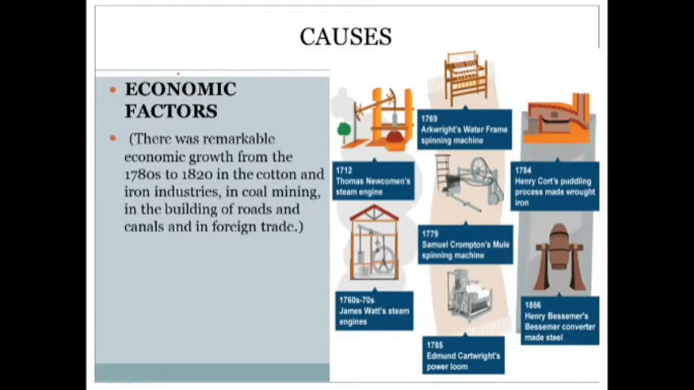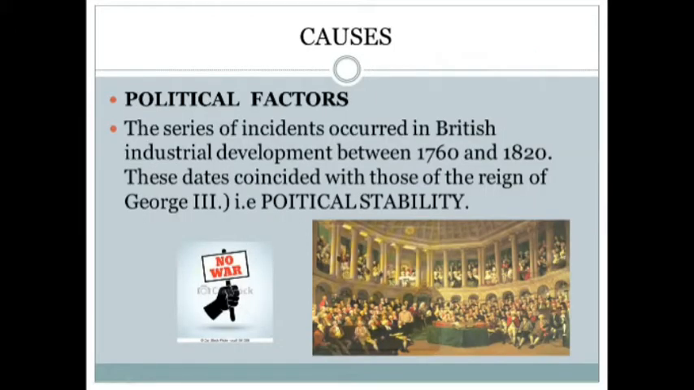So what were the causes? The first cause was the economic factor, which means that there was remarkable growth in this time period in the country in the sectors of cotton and iron industries, coal mining, building of roads, canals, and in foreign trade. In this flowchart, you can see there were so many inventions that helped all these sectors to grow significantly in this time period.